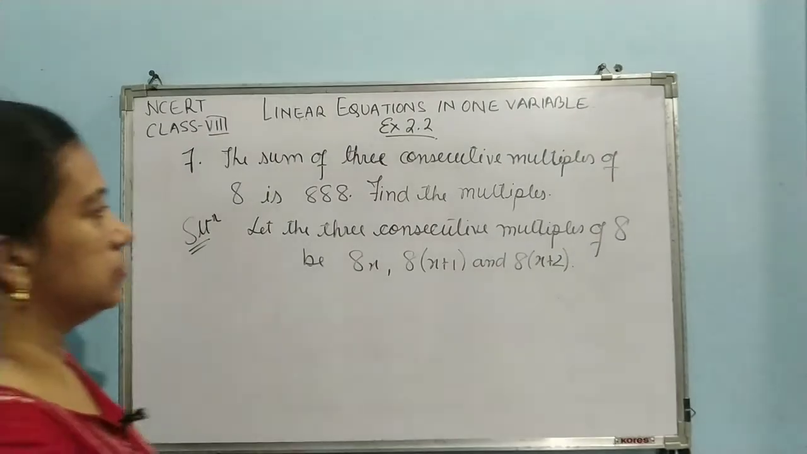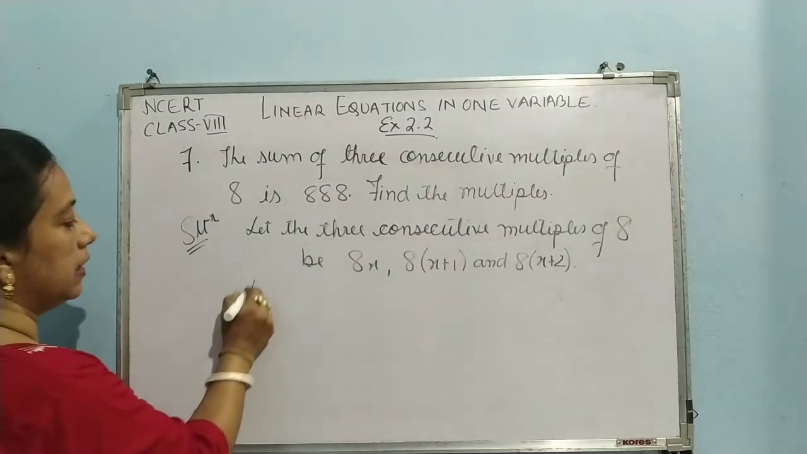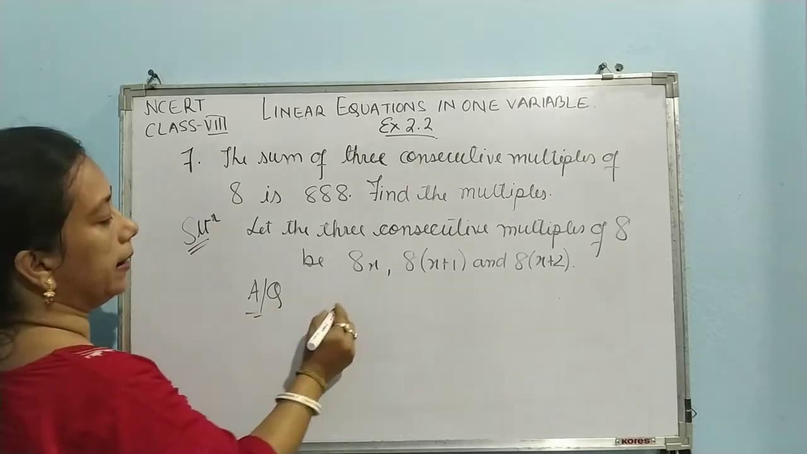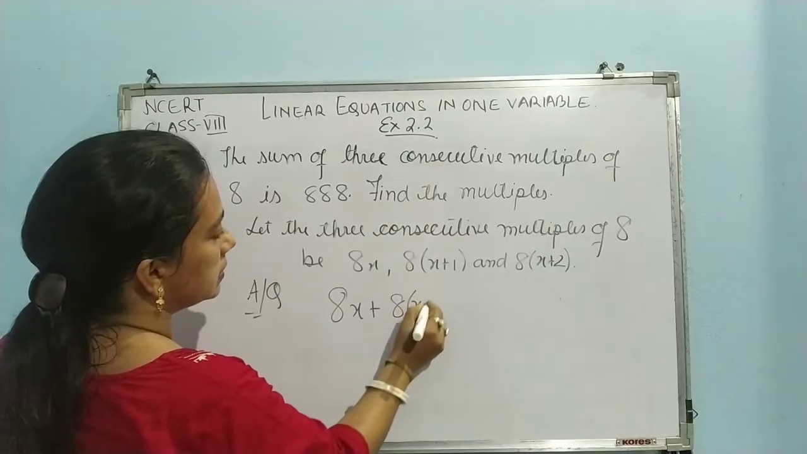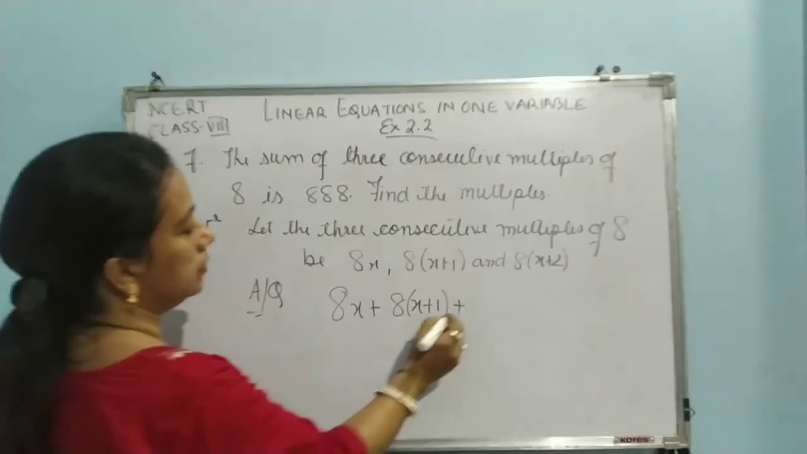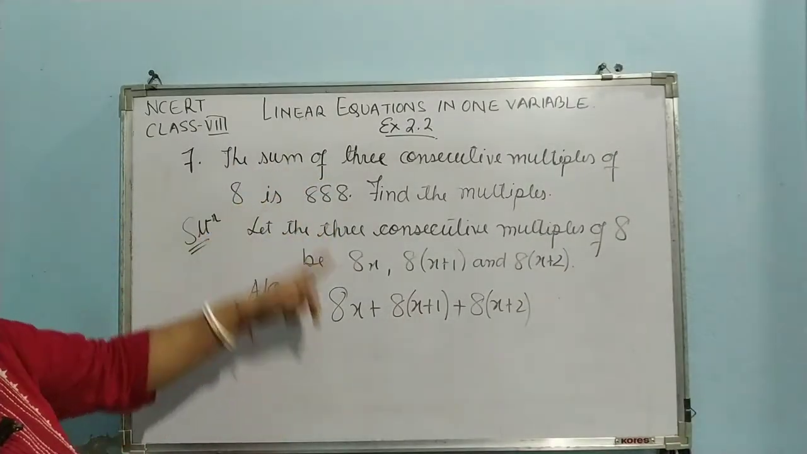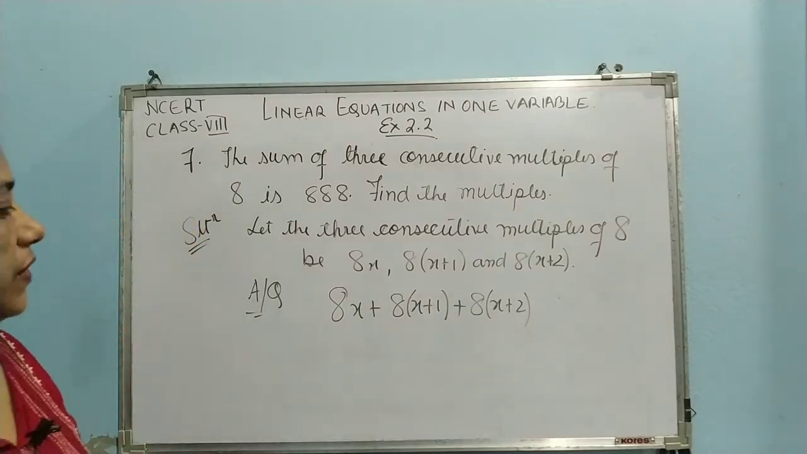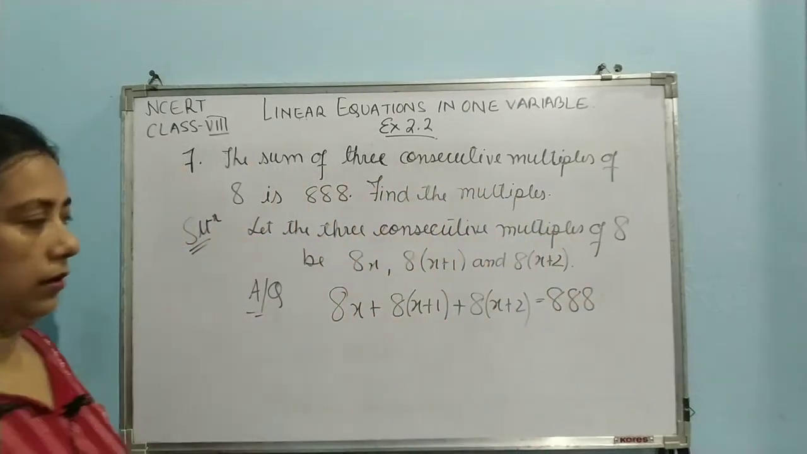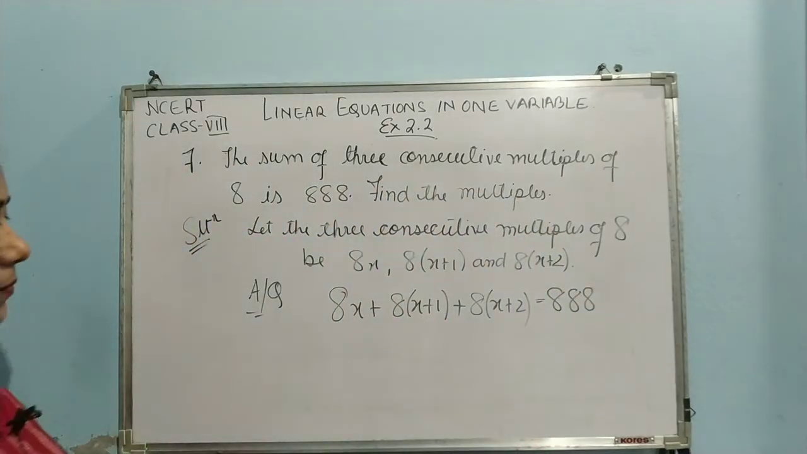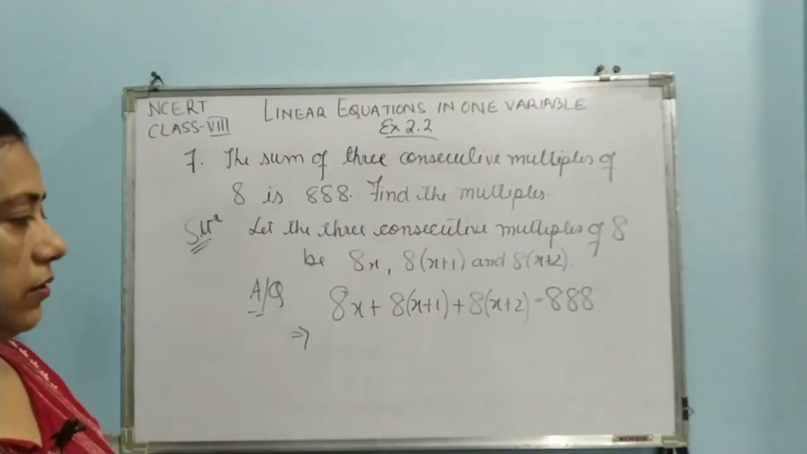The sum of these three consecutive multiples is 888. Now what do you mean by sum? Just adding. So this is our first multiple added, second multiple, and then again we are adding the third multiple. The sum of these three consecutive multiples of 8 is given to be 888. Very simple, isn't it? So here we can find out the answer. We can solve it and you can find out.